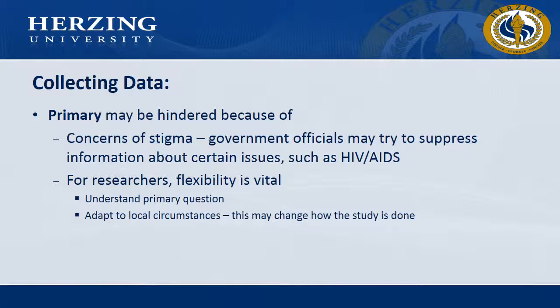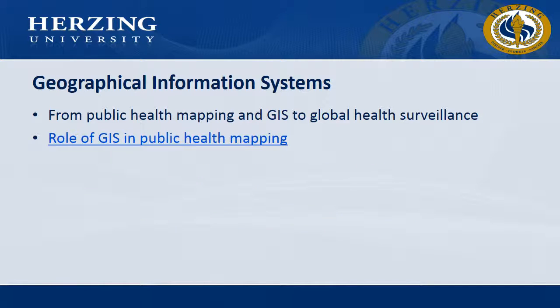Collecting data, primary, may be hindered because of concerns of stigma. Government officials may try to suppress information about certain issues such as HIV and AIDS. And for researchers, flexibility is vital. We need to understand the primary question and adapt to local circumstances. Geographical information systems, from public health mapping and GIS to global health surveillance. Below is a website which completely explains the GIS public health mapping phenomenon.